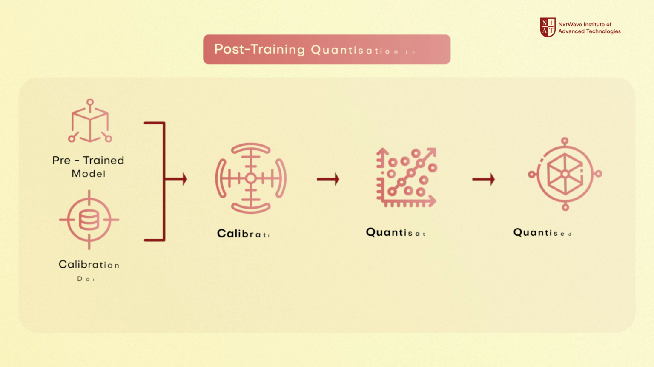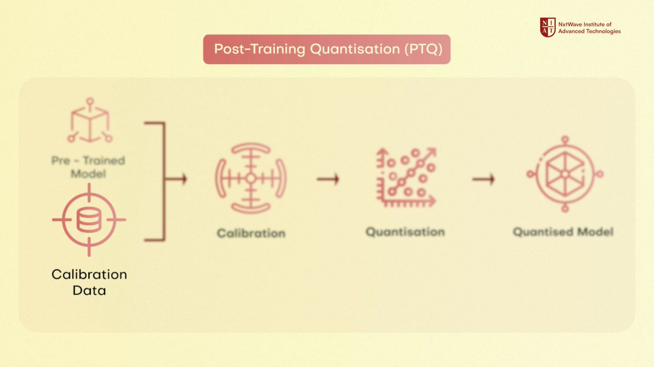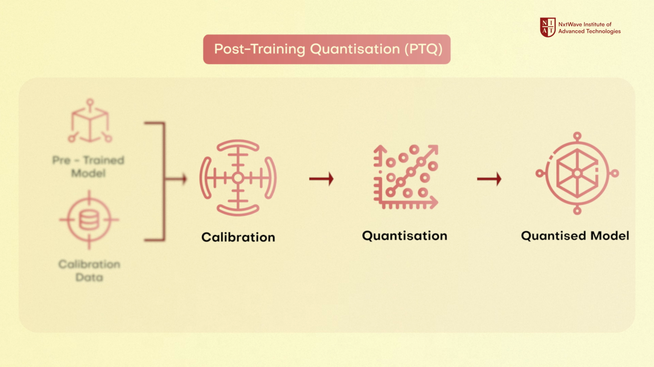Number two, post-training quantization. This is simpler. You simply fully train the model in float 32, then compress it afterwards, like zipping a folder. Here's the workflow. Take a pre-trained model, use a calibration dataset to understand activation ranges, and apply quantization. Quick, no retraining required. But because the model wasn't trained with compression in mind, it can lose some accuracy, especially on sensitive domains like NLP.